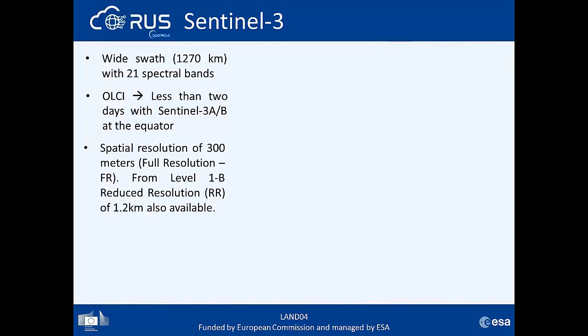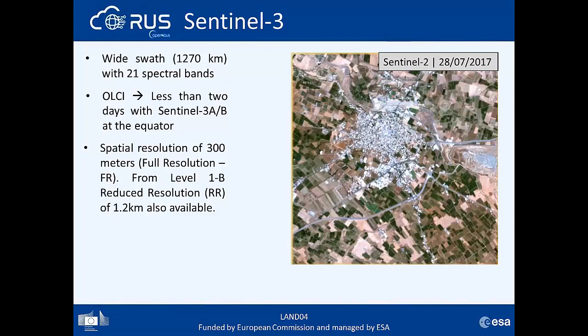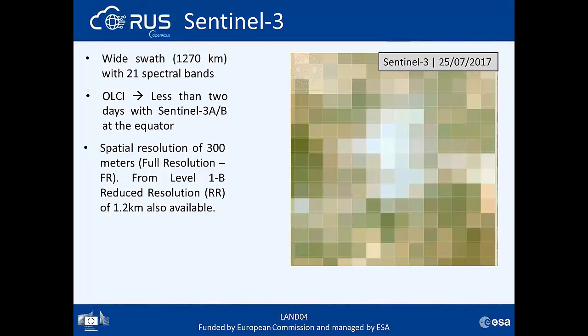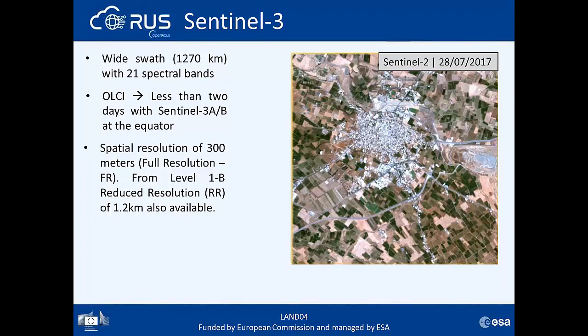Let me show you a comparison with Sentinel-2 so that you have an example of what we are talking about. Here we have a Sentinel-2 image over Cyprus. It's 10 meters pixel size. But if we have a look at the same area in Sentinel-3, well, this is how it looks. So yeah, nothing very clear. We can see more or less the urban area in the middle, but nothing else.